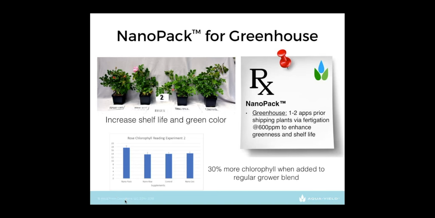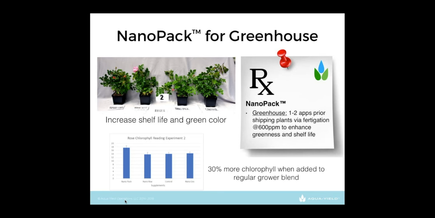All right, one more for NanoPack. If you have a greenhouse grower, this is some of the data that came back from our trial at the University of Georgia. One thing that we saw across the board with all the crops that we trialed is that when we applied NanoPack, the chlorophyll and the greenness really went up very drastically, very fast.